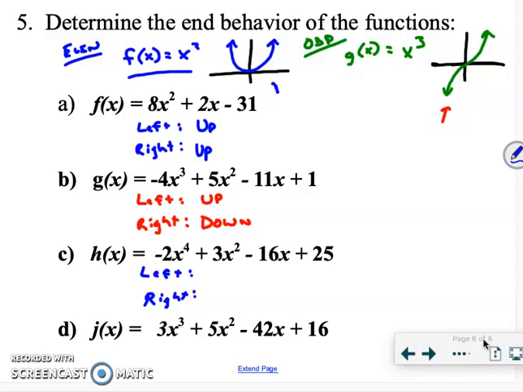We know that we should not follow the exact same pattern of the parent function for the quadratic. Instead, we're going to be doing the opposite. So they're not both pointing up, instead they're both pointing down, or they're both falling, depending on how we phrase that. Okay, and then finally, again, part D, j of x is equal to 3x cubed.